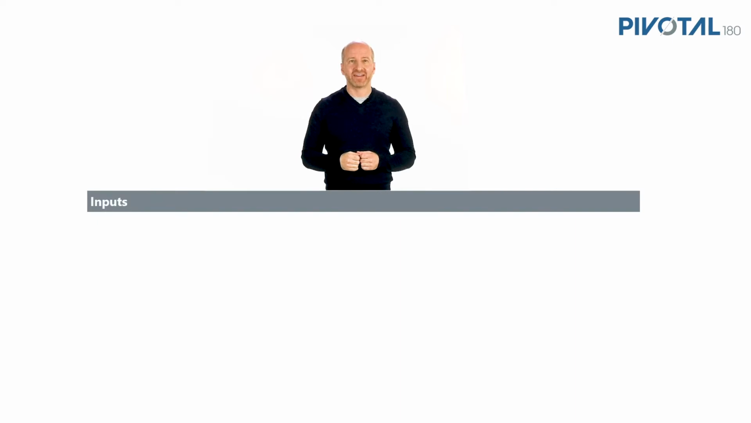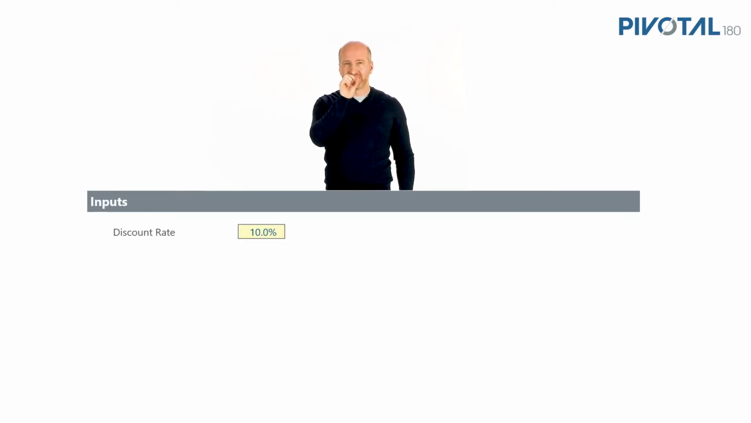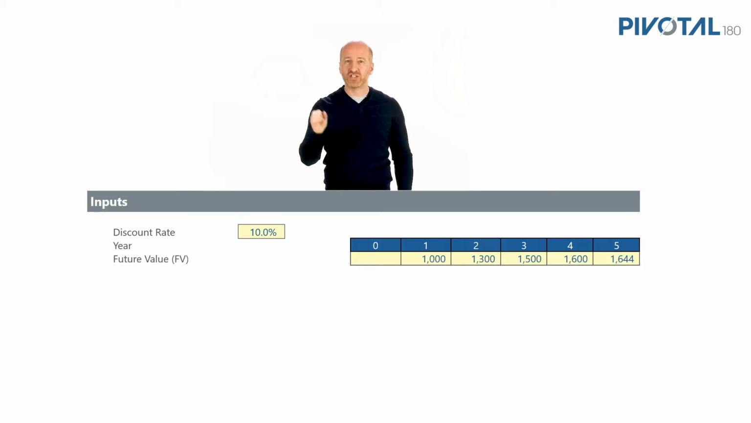So in a moment, we'll be opening up the demo model that's contained on this page, and here's what we're going to see. We're going to see something that's divided up into an input section, a calculation section, and an output section. In the input section, here's what we're going to have. We're going to see a discount rate of 10% annually. We're going to see a counter specifying which year we are in, year 0, 1, 2, all the way through 5. And we're going to see a future value, or an amount of cash flow that we are expecting to receive in each of those years.